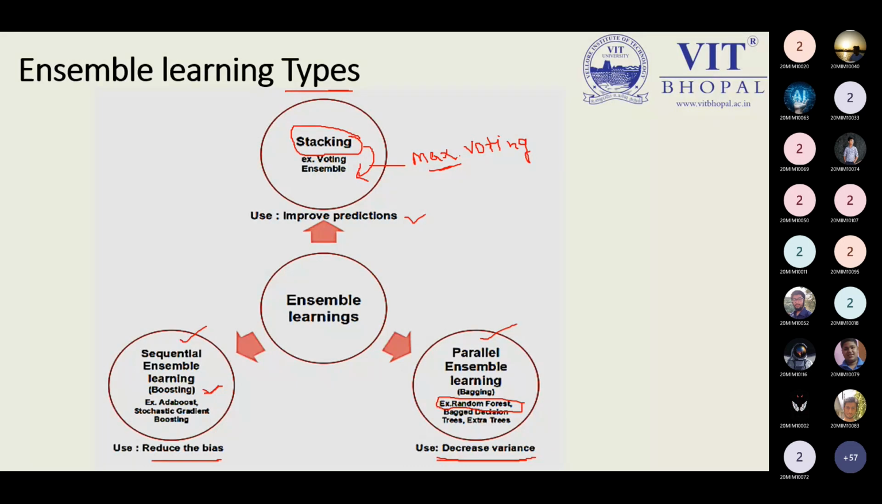Next, we have parallel ensemble learning. This is also known as bagging. Please keep in mind all its other names as well. In this case, an example is the random forest. If you remember my previous slide when I taught supervised learning, regression, decision tree, random forest, random forest is an example of parallel ensemble learning, and the approach we use here is bagging. Other algorithms are bagged decision tree and extra trees, and the purpose of these algorithms is to reduce the variance.